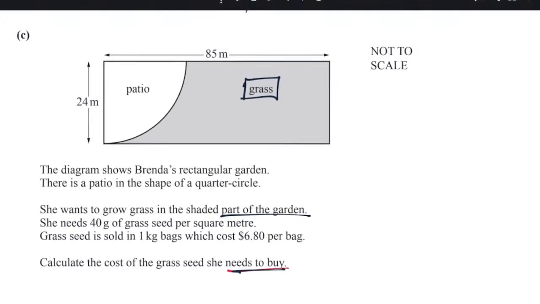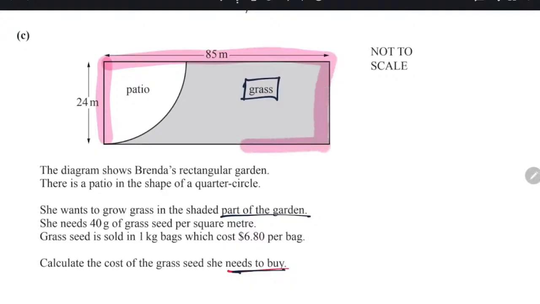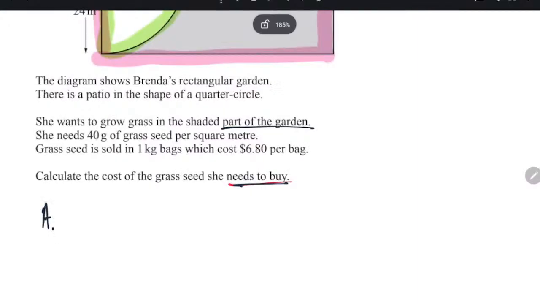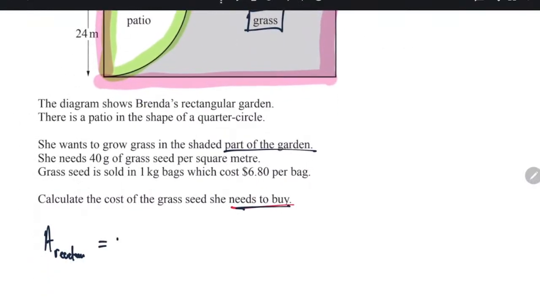The only way you are going to find that area, you say area of this. This game will never ever change. You ignore the shaded thing. You're going to find area of the rectangle. Then you subtract area of this partial, which is a sector. So you must know how to find area of this sector. So you say rectangle minus sector, then you are going to have the area of the grass. So area of rectangle is going to be equal to length times width, which is 85 meters times 24 meters.